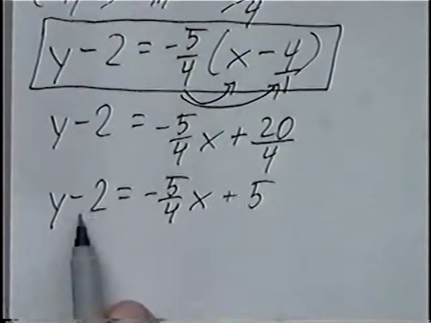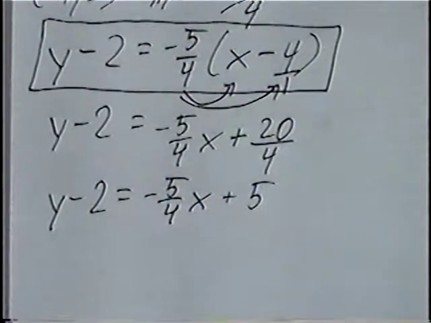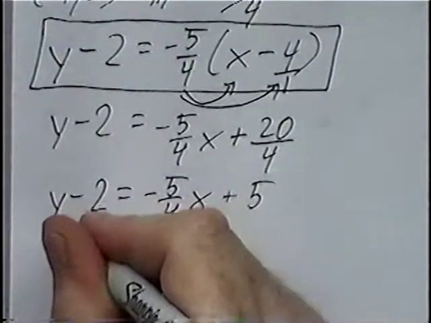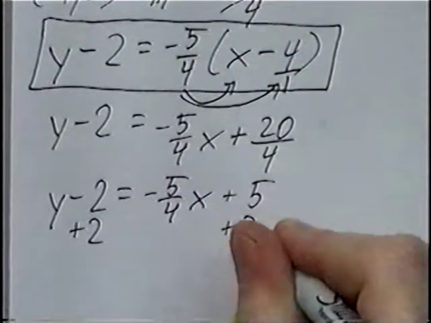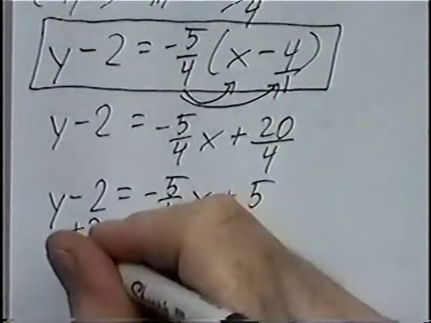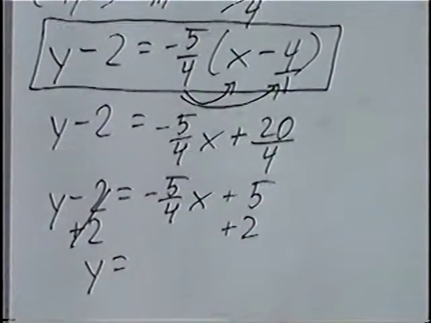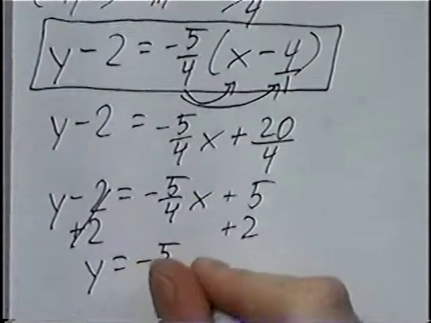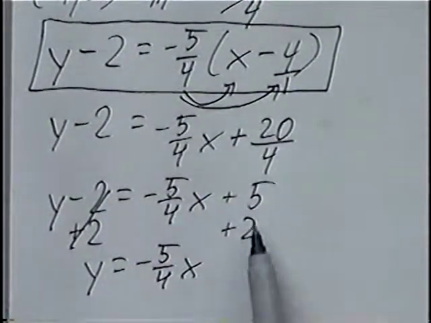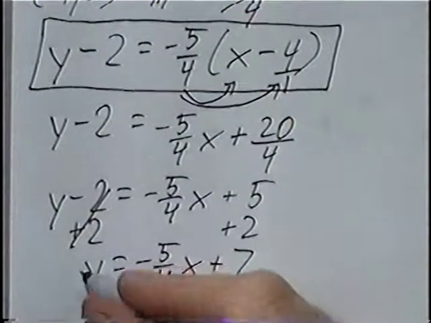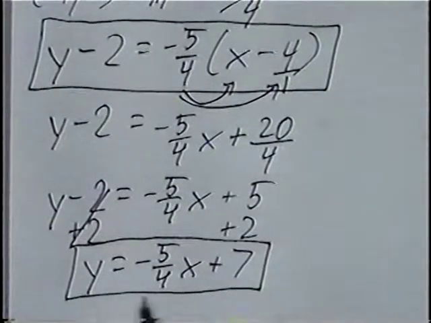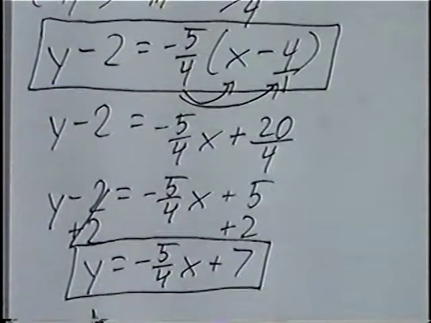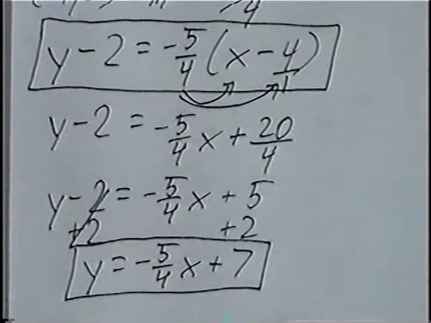Last step, to get y by itself, you get rid of the minus 2. The opposite of minus 2 is plus 2, so we can add 2 to both sides, and we'll add it to the like term, which is 5. So our final answer, y equals -5/4x, 5 plus 2 would be 7. So our second answer to the question in mx plus b form, or slope-intercept form, is y equals -5/4x plus 7.